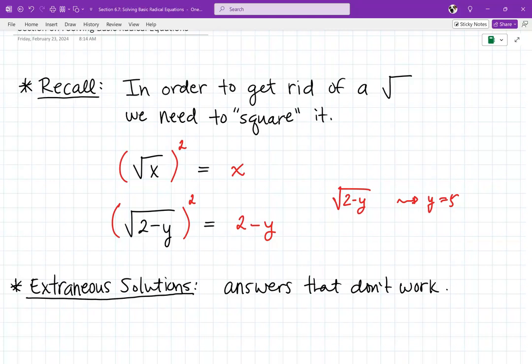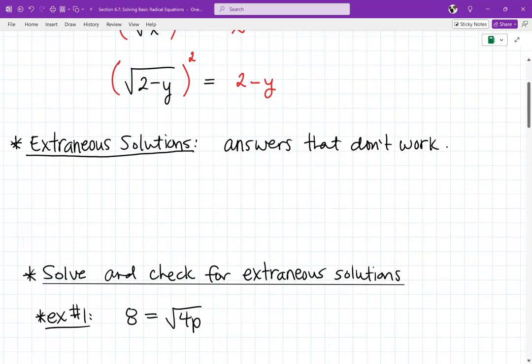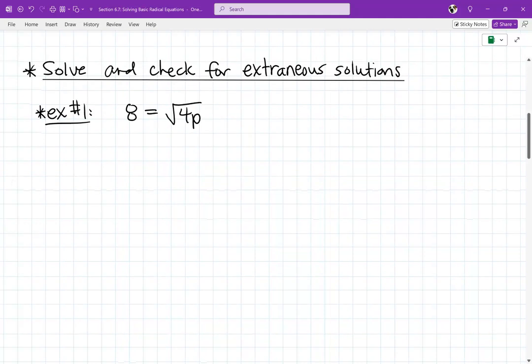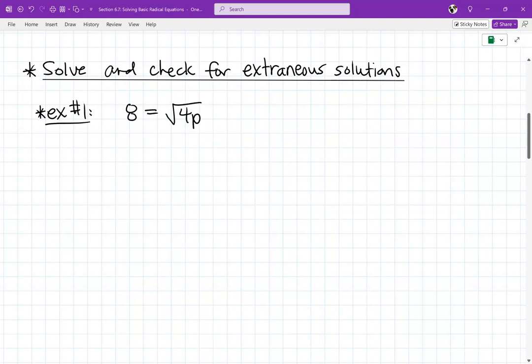We'll work on that as we do the lesson. Let me erase this part right here. So, solving and checking for extraneous solutions, again, we are going to have to check for. So example number 1, it's not too hard, right? 8 equals the square root of 4p. They just want us to solve. Again, we will check our answers after.